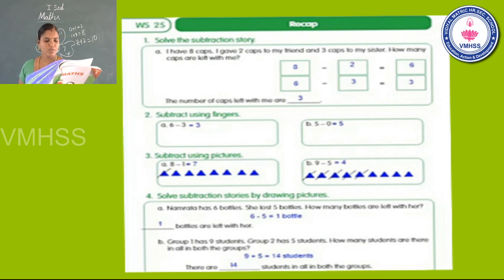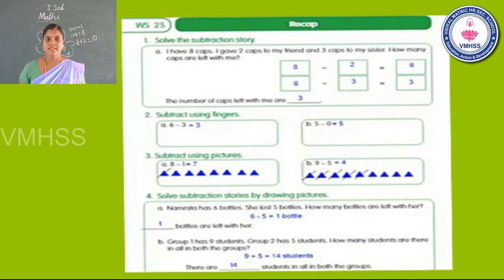Next one. Narmata has 6 bottles. She lost 5 bottles. How many bottles are left with her? Students, 6 minus 5. What is the answer? Yes, 1 bottle. 1 bottle is left with her.